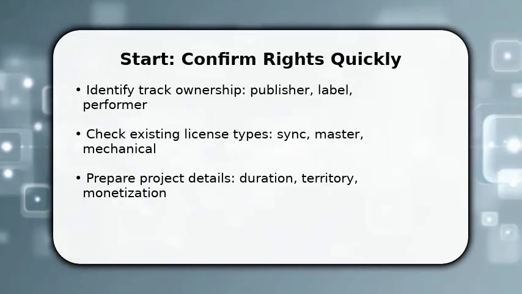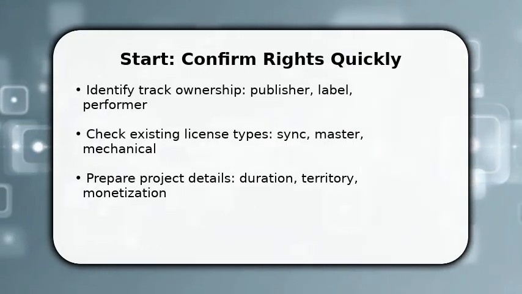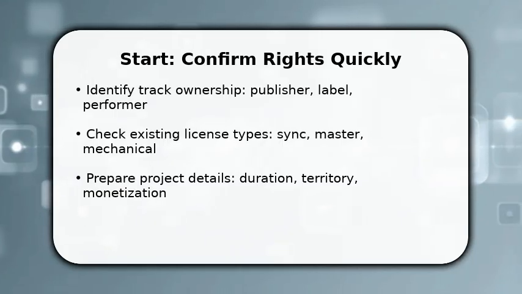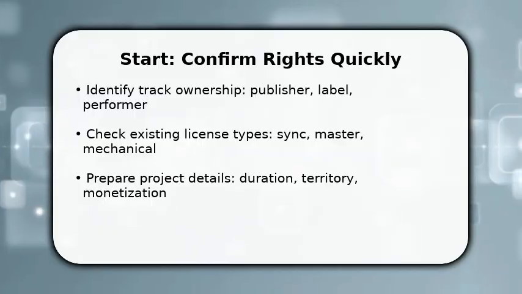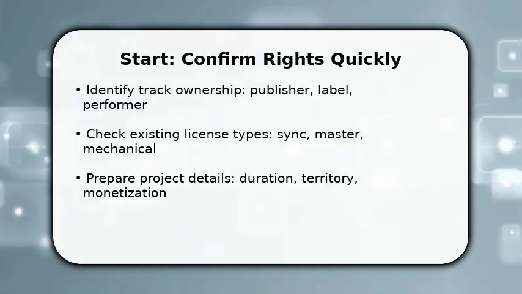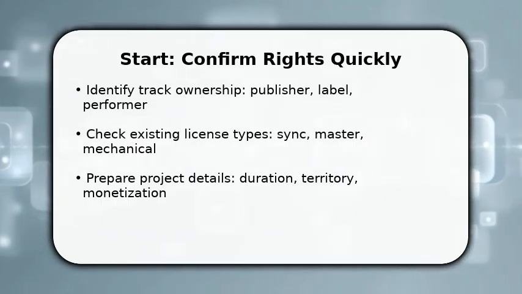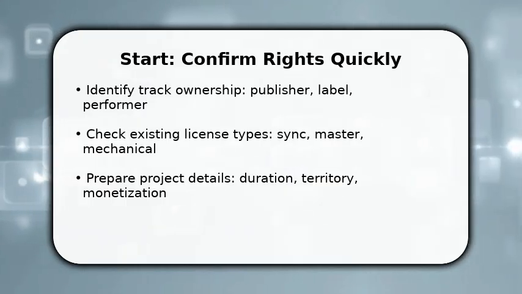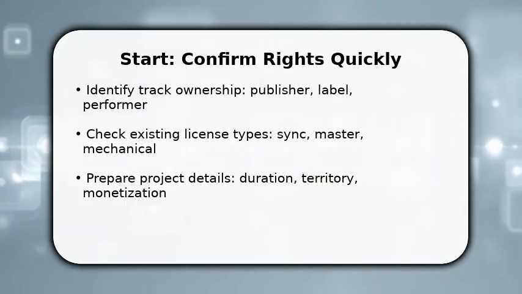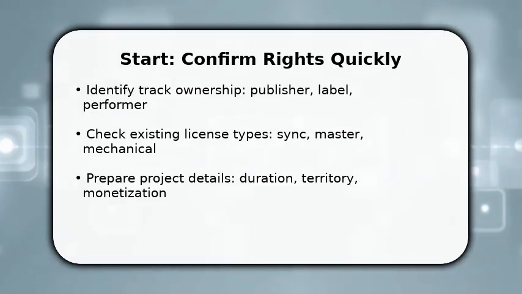You begin by confirming who owns both the composition and the master recording. Those are separate rights. Once you know ownership, contact the publisher and label with concise project details, length, territories, and whether you will monetize. Make sure to request a sync license for the composition and a master license for the recording if needed. If you plan to use a cover, explain that too and ask about mechanical or compulsory license options. Start these requests now.